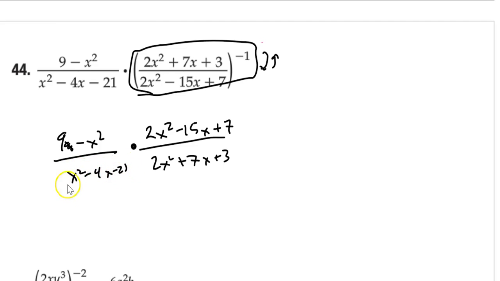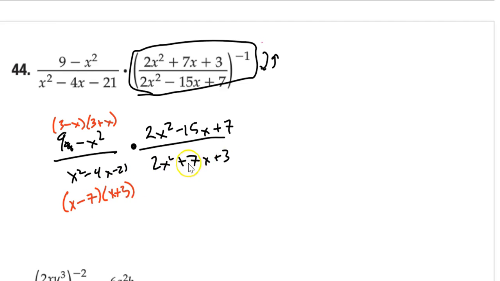So we get this. And like we always do, let's factor everything. That's our first rule. So 3 minus x, 3 plus x, the difference of two squares. You know it's funky, it's still a difference of two squares: 9 is a square and x is a square. Down here, that's just x minus 7, x plus 3.